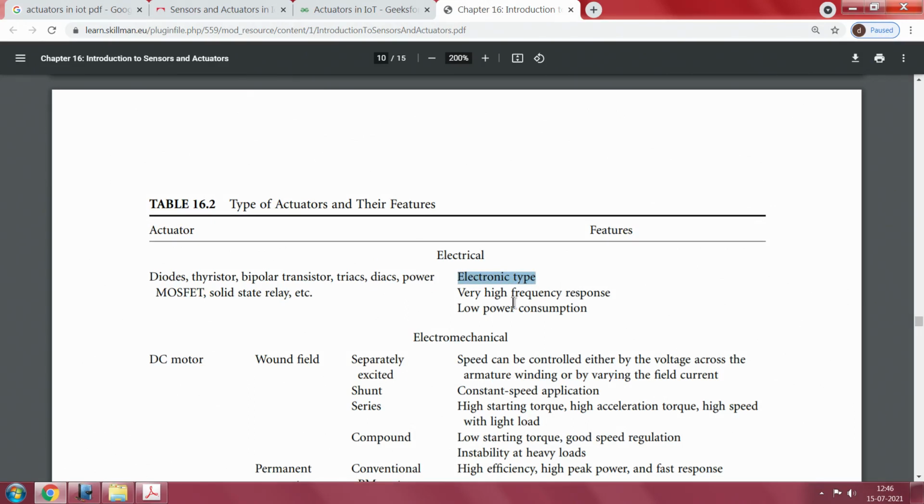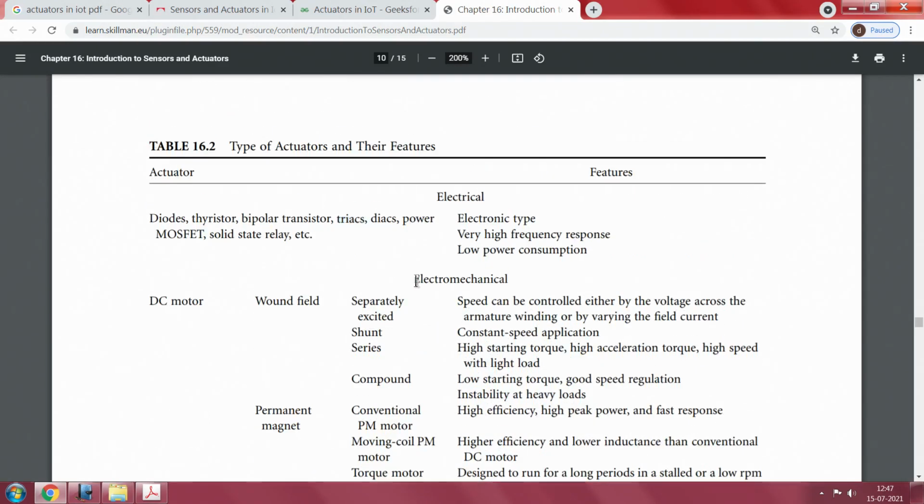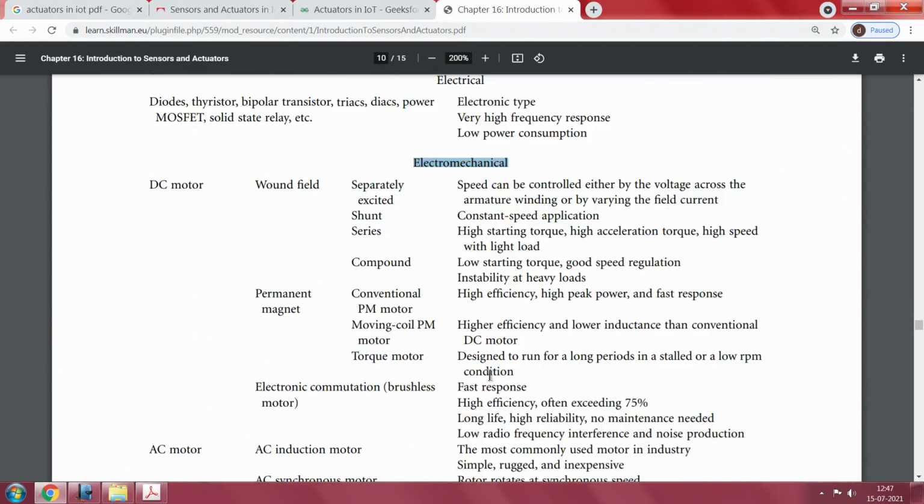They have extremely good frequency response, very high frequency response, and sometimes very low power consumption. Now, a DC motor is a classic example of an electromechanical actuator. You can have wound field or permanent magnet DC motors, where the way you excite the windings makes a huge difference. And there are advantages and disadvantages of each one of them.